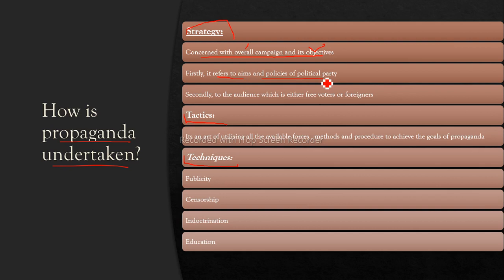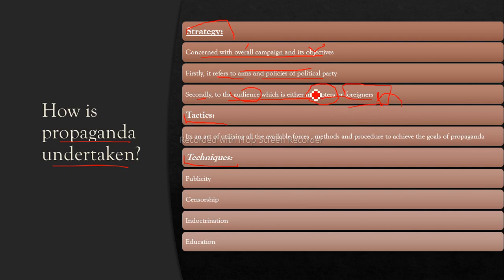Firstly, strategy refers to the aims and policies of a political party. Every political party has certain aims and policies, and usually the aim is to turn the voters' opinion to your side, to win the favor of public opinion, to make the voters vote for your party and to make your party win. Secondly, it refers to the audience, which is either free voters or foreigners. So strategy includes the aims and policies of a political party, and our audience: either free uncommitted voters who have not yet decided which party to vote for, or foreigners. If one country is carrying on propaganda against another country's people, their audience will be foreigners.